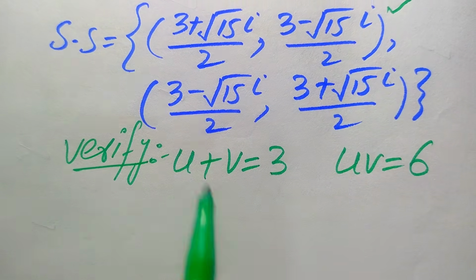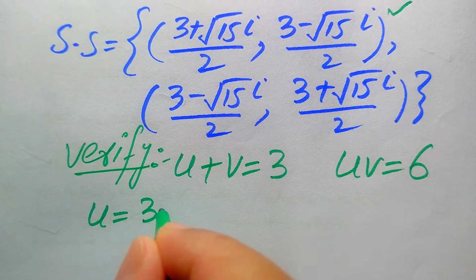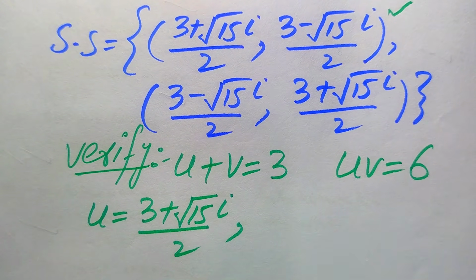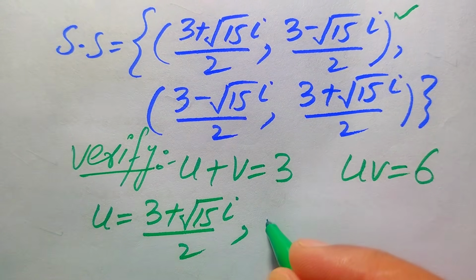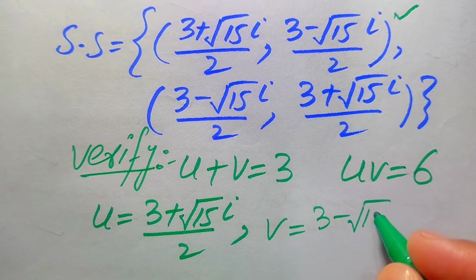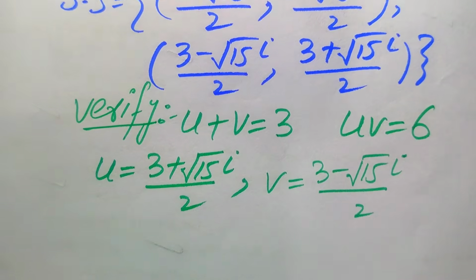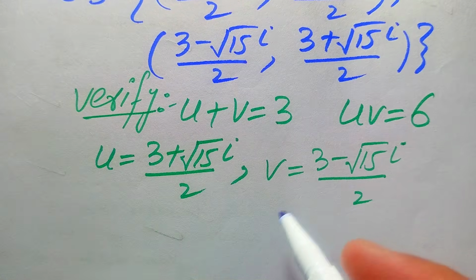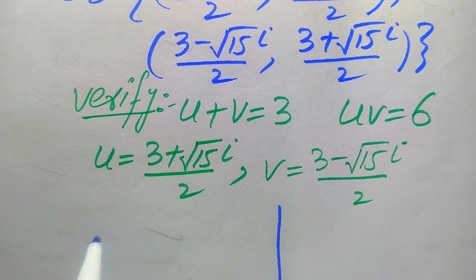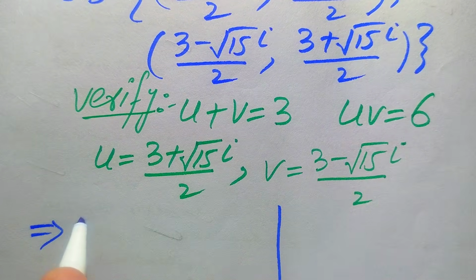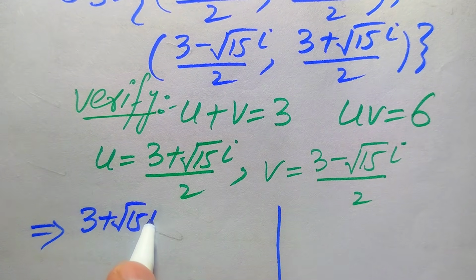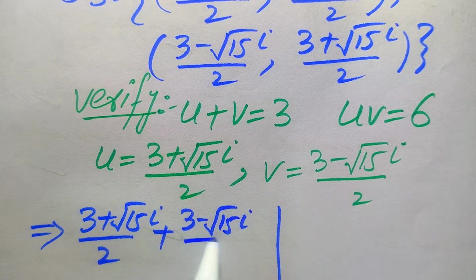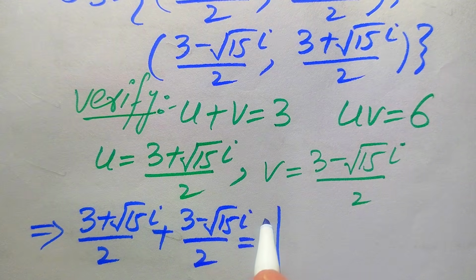So we verify the first root, and the value of v is 3 minus square root of 15 iota, and it is divided by 2. So here when we use these values of u and v in the above equation, it will be written in this form. So we have the first equation written as 3 plus square root of 15 iota divided by 2 plus 3 minus square root of 15 iota divided by 2, and this equals 3 or not. This is our claim.